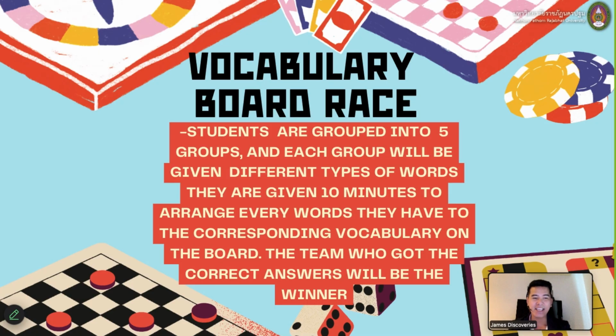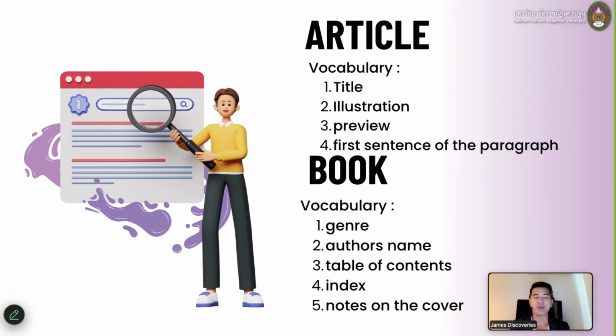Now, these are the words. They are divided into two categories. Under article, we have the title, the illustration, the preview, the first sentence of the paragraph. Then under book, we have the genre, the author's name, table of contents, index, notes on the cover. We have these two categories, and under them is our vocabulary. We are going to give the words now, and you decide which is good for article and book.